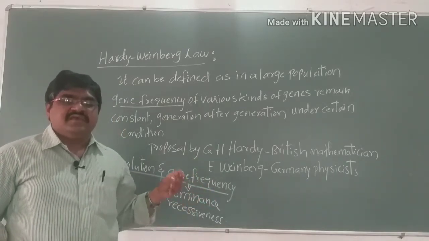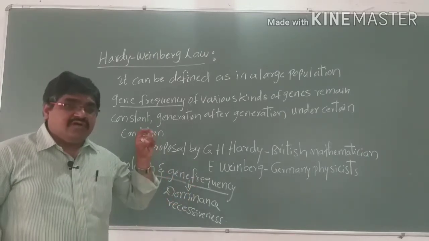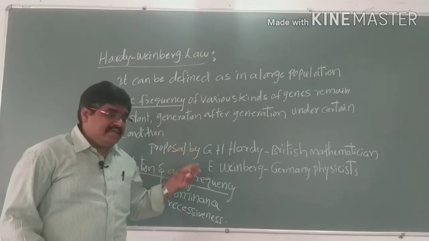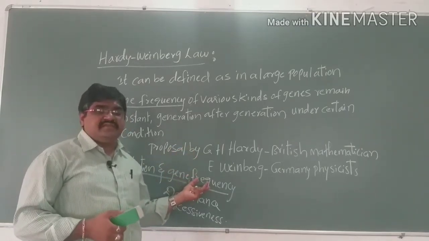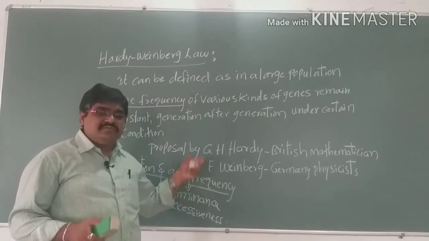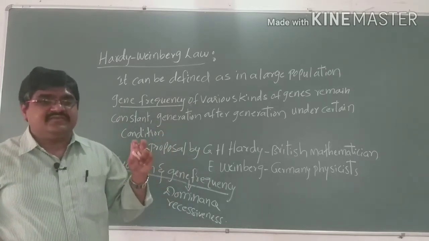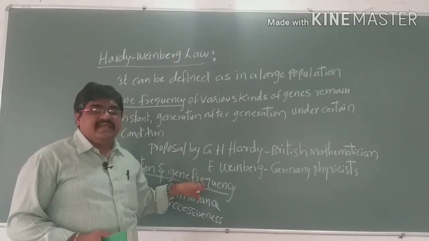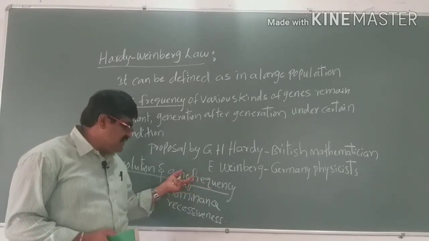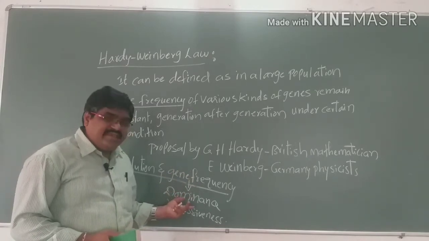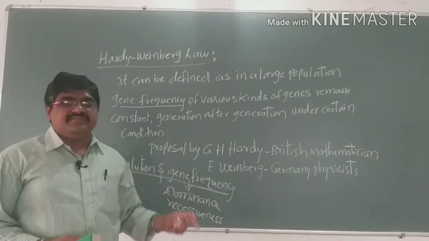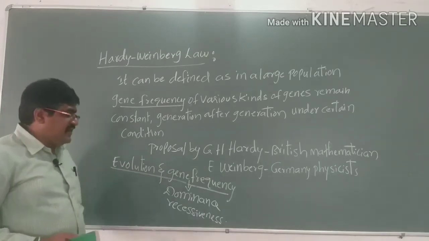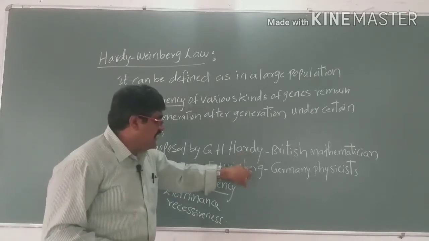That means one gene's alleles in one population and another gene's alleles in another population are present at the same locus. Their ratio will be different, but they should be present at the same locus. Alleles present in different ratios at the same locus, such a process is called gene frequency. This may depend on either dominance or recessiveness, but remains constant from generation to generation under certain conditions. That was proposed by the two scientists, Hardy and Weinberg.